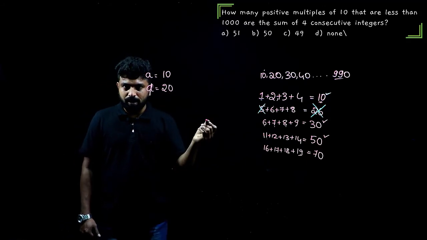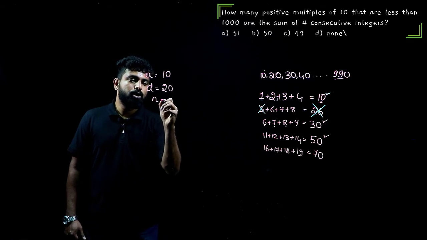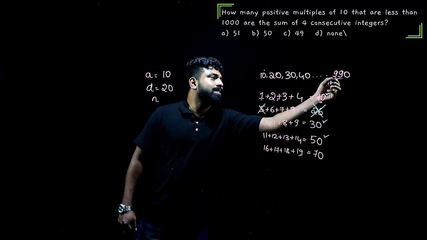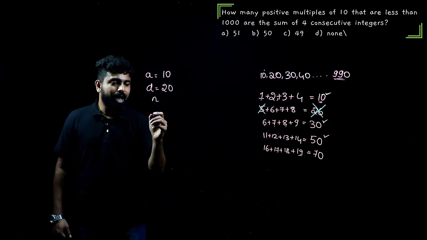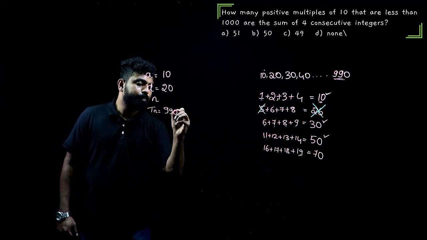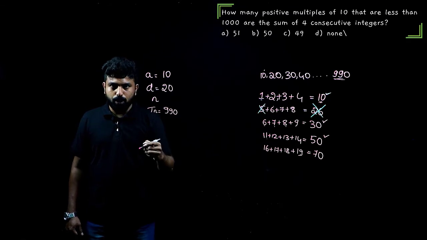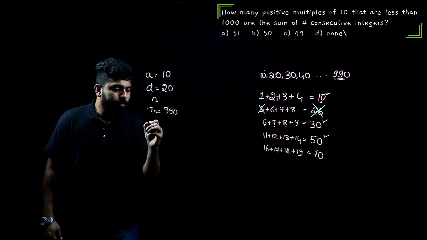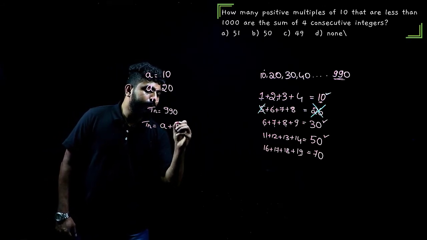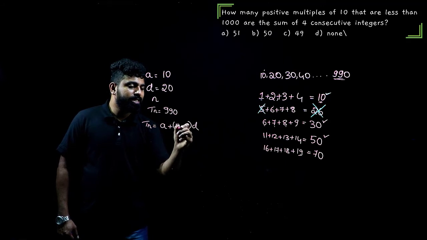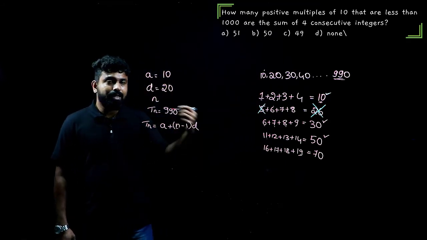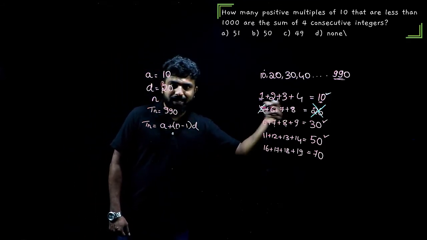What are the total number of terms here? We don't know. So let us consider the total number of terms to be n. But what is my last term here? Last term we know it is less than 1000, so it will be 990. My last term Tn would be 990. Now we have a formula for arithmetic progression where Tn is equal to A plus n minus 1 into D, where n is the total number of terms in the series, which are multiples of 10 and the resultant of sum of 4 consecutive integers.